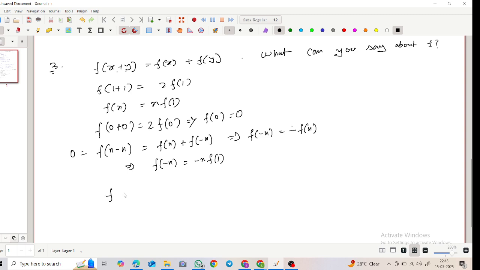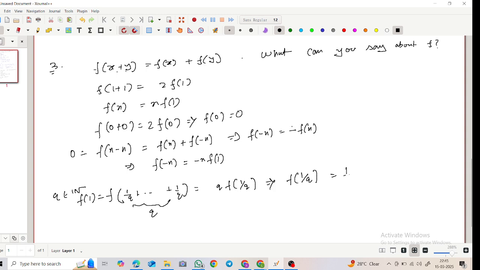So now take q belongs to natural number. Take q many q's, that is f1. From the additivity you will get this, right? And similarly you will be able to show that f of p by q is p by q f1.